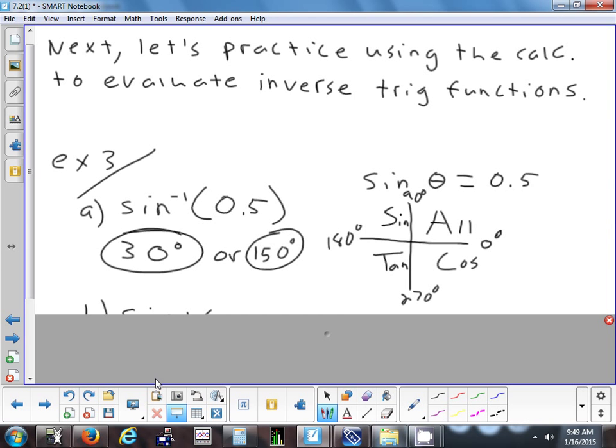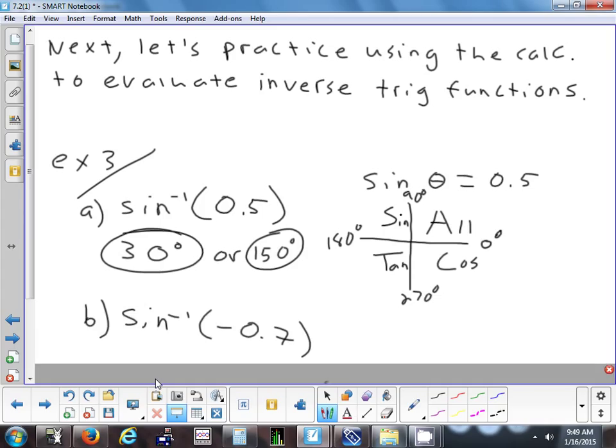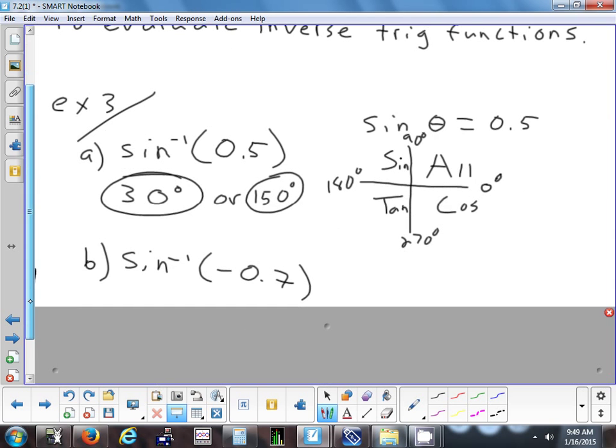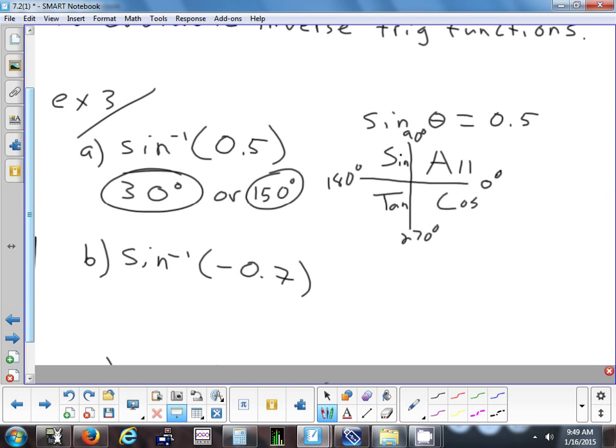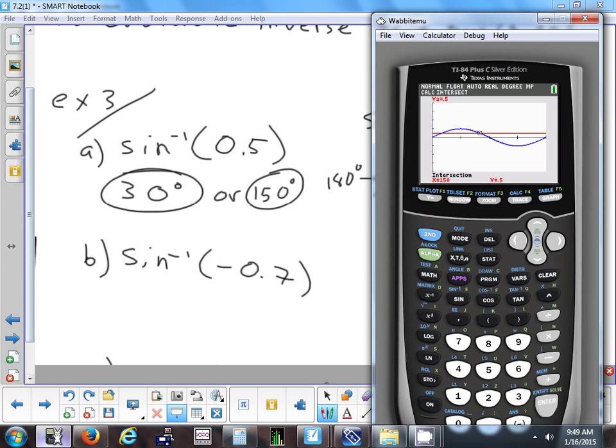Okay. So the idea is you use your calculator to get one answer. Use this diagram and say, okay, well, did I have a positive? Did I have a negative? And find the other quadrant where it's positive or negative. Okay, so let's try this one. Okay, inverse sine of negative 0.7. Well, let me use my calculator to get one answer.